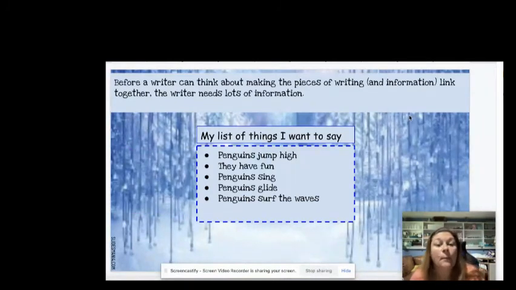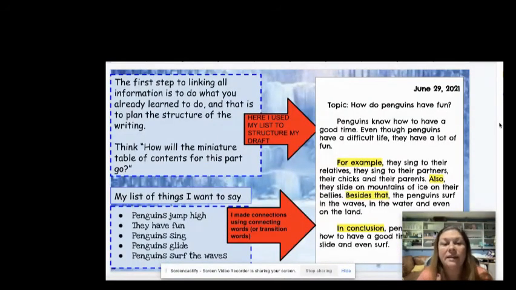Before a writer can think about linking pieces of writing and information, you've got to have them. The writer needs a lot of information. So you make a list. My list of things I want to say are: penguins jump high, they have fun, penguins sing, they glide, and they surf the waves. So here, I use my list to structure my draft. The first step to linking all information is to do what you already learned to do, and that is to plan the structure of the writing.